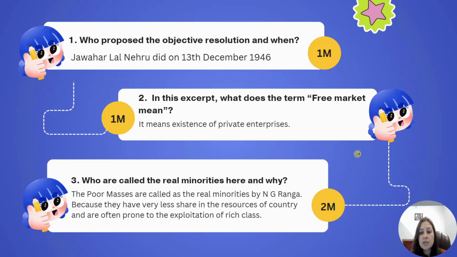In this excerpt, what does the term free market mean? It means the existence of private enterprises. Who are called the real minorities here and why? So according to N.G. Ranga, they are the poor people, economically backward, because they have very less share in the resources of the country, and they're often prone to the exploitation of the rich class. And this is what is happening in our country till date also.